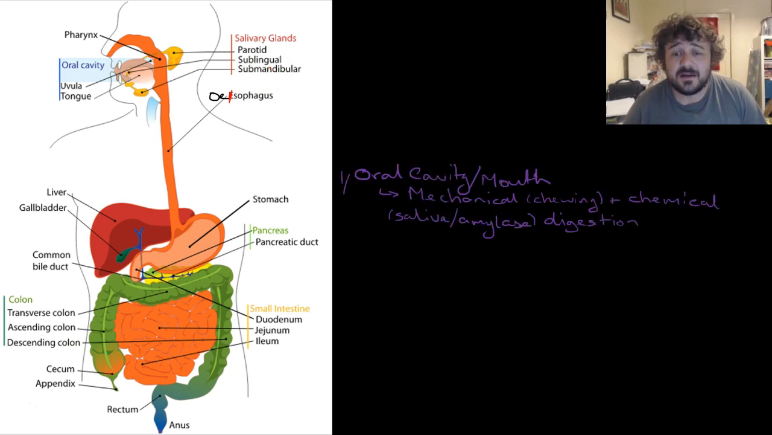O-E-S-O-P-H-A-G-U-S. And first we'll look at the oral cavity or the mouth. Basically, this is where digestion starts, and this is where mechanical digestion and chemical digestion starts. So first off, digestion, if something is digested, it is broken down. It is made smaller.